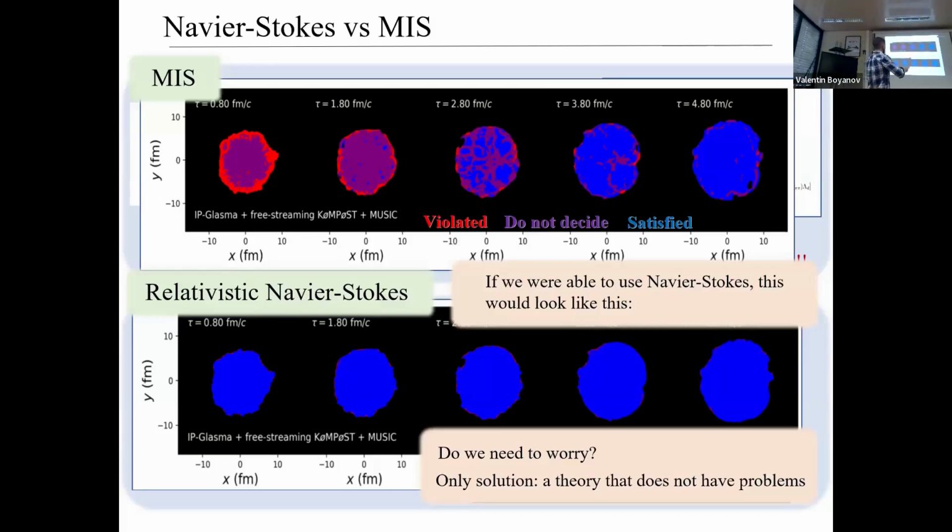And actually, if you want to know what would be the result of fixing this problem? The only way of fixing this problem is to consider a different theory in which the problem is absent. For example, relativistic Navier-Stokes. This is the only way that you can fix this problem, because if you start with the same initial data, it's impossible to get rid of this, in this theory at least.